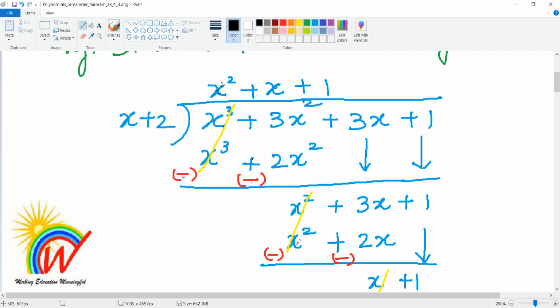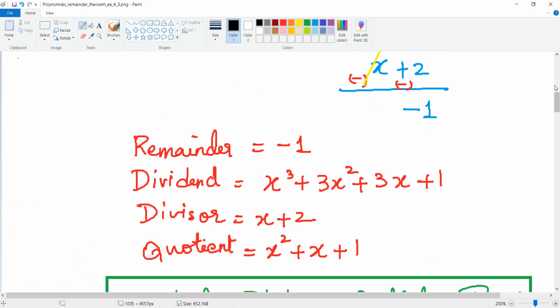So now I will again change the sign as usual. So this becomes minus, this becomes minus, okay? Now again x square minus x square, this gets cancelled. Now let's go down, okay? A minute.